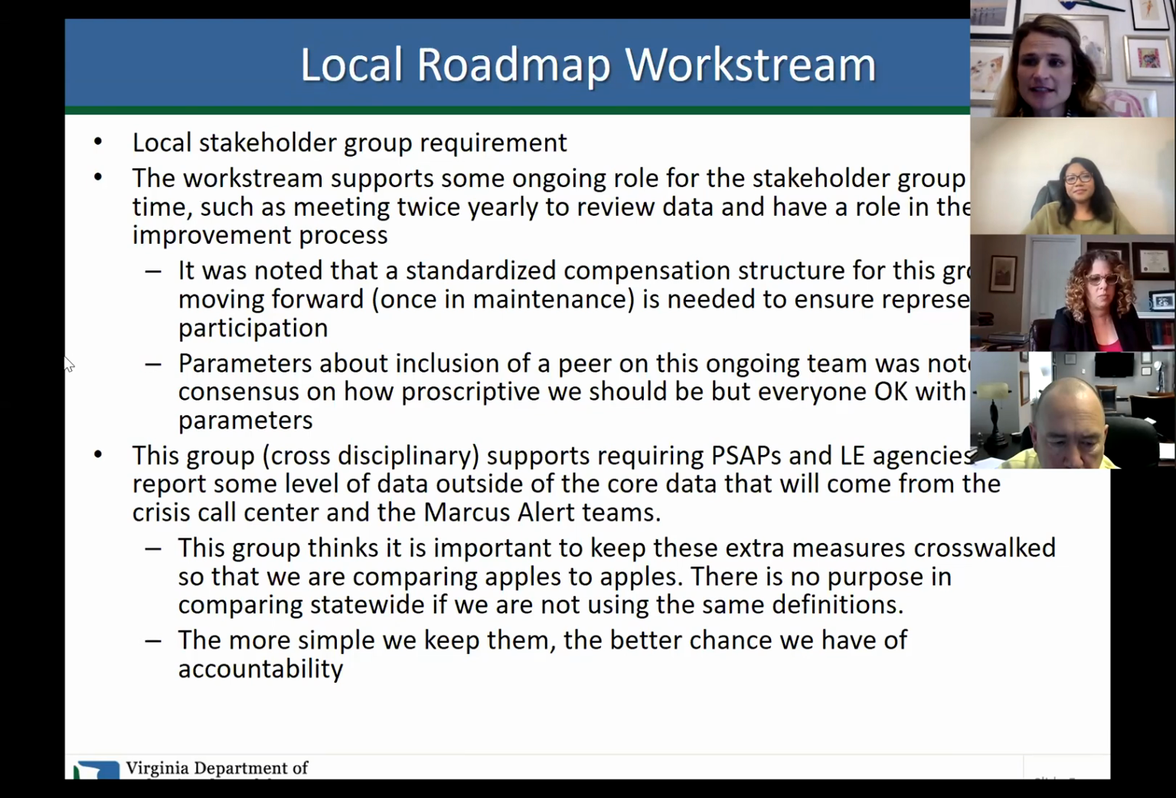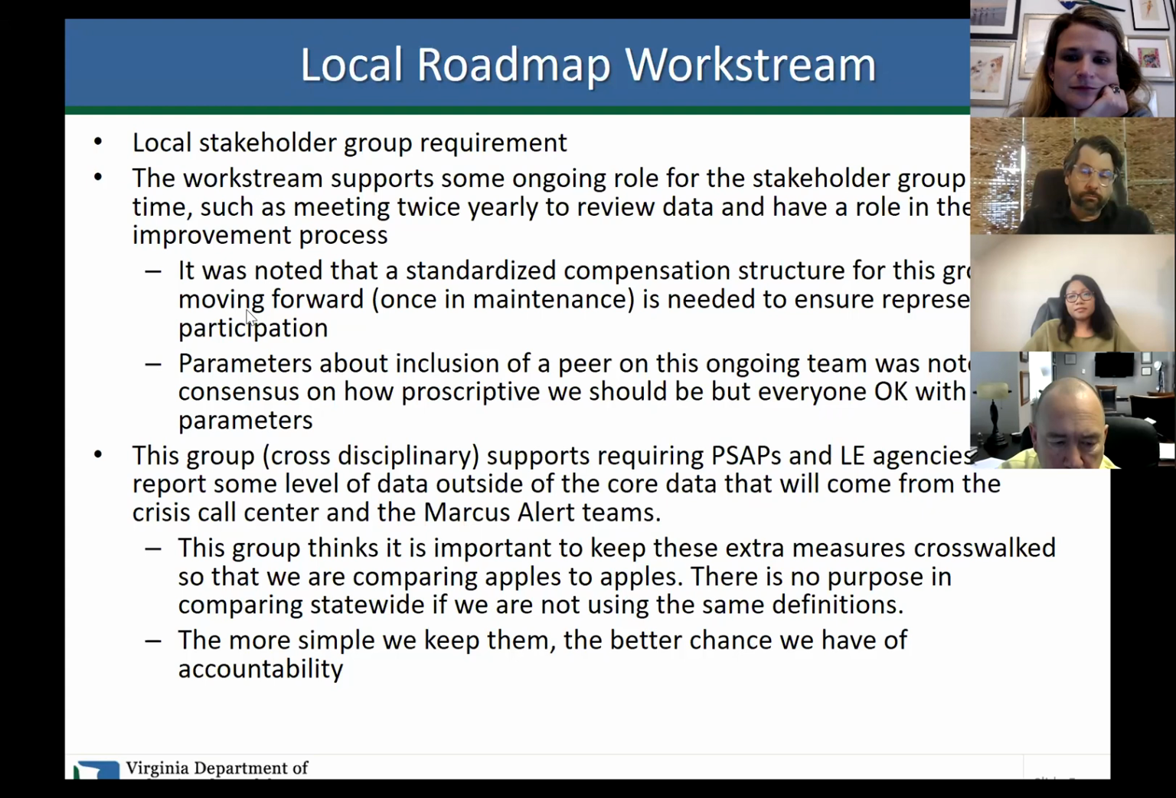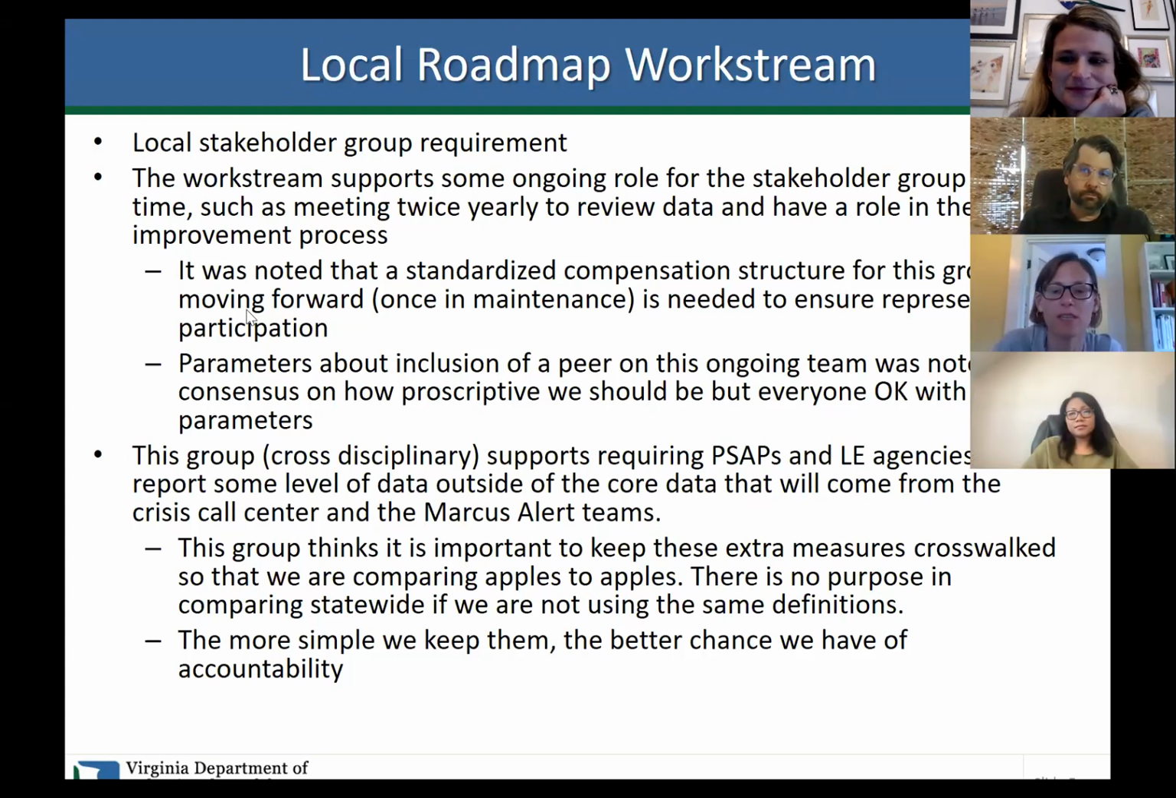Any reaction to this idea of an ongoing body that meets twice a year and then provides a written segment of the yearly report? Or, just to weigh in, what are the pros and cons? If people don't necessarily want to stake out a position, maybe just listing out some pros and cons would be a starting point.